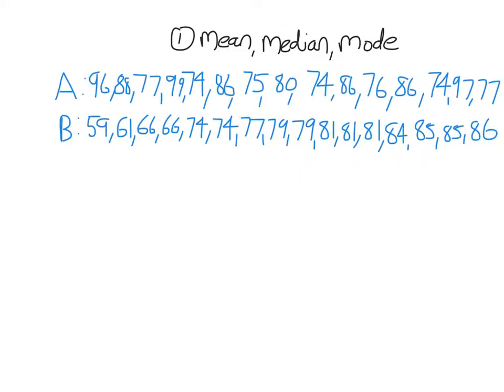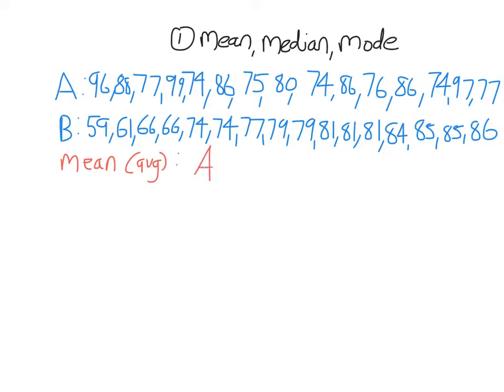So on your screen, I've put two sets of data, A and B. I'm pretending these are two classes, and each score is a test score. So we're going to calculate the mean, median, and mode of each. Let's start with the mean, which is also the average. To find the mean, you add up all the scores and divide by how many there are.